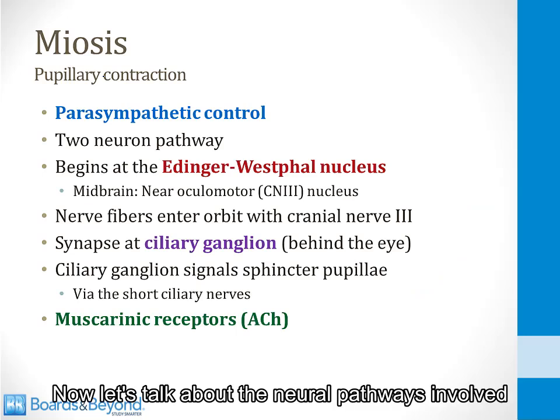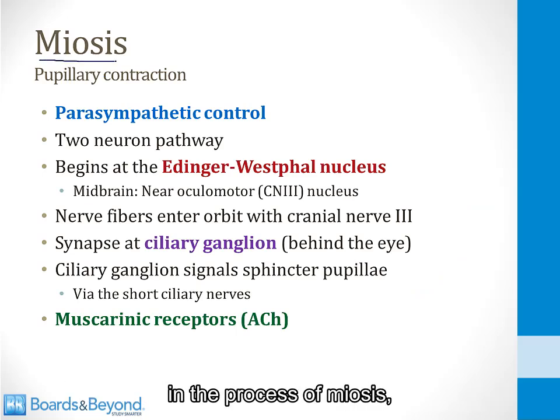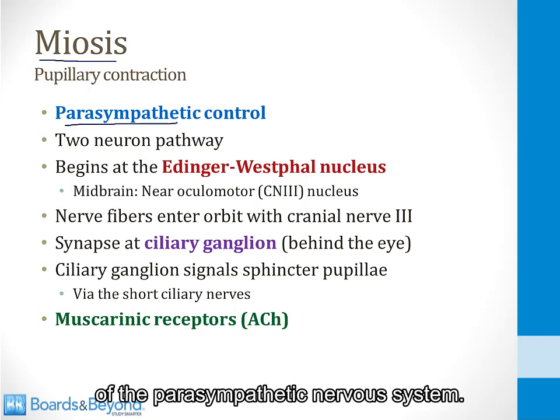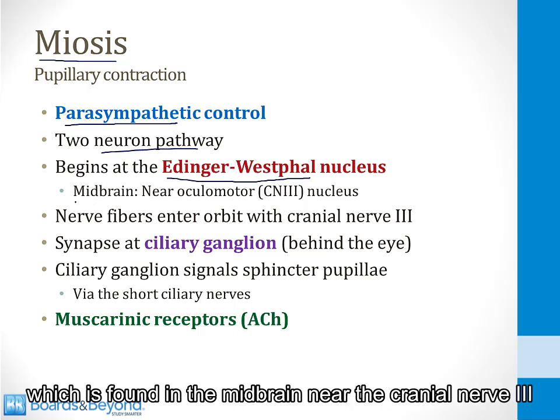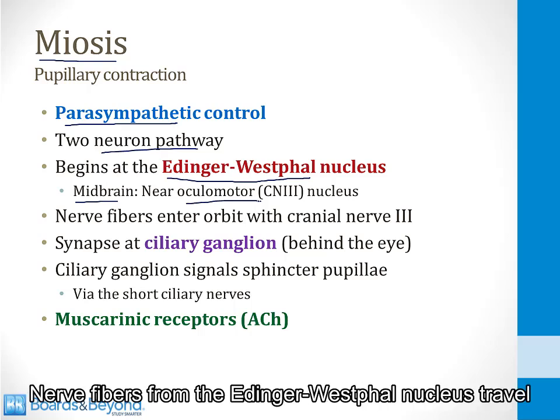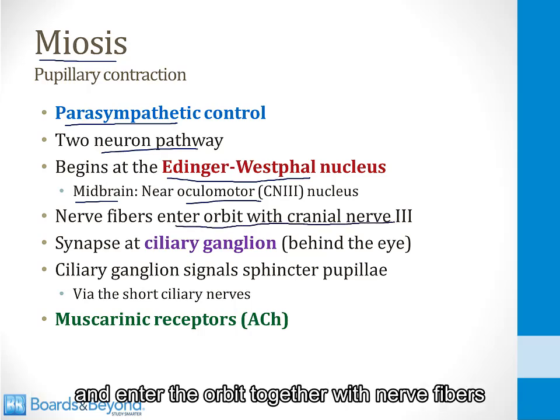Now let's talk about the neural pathways involved in the process of miosis, which is pupillary contraction or shrinking the size of the pupil. Miosis is under control of the parasympathetic nervous system, and it involves a two-neuron pathway that begins at a structure known as the Edinger-Westphal nucleus, which is found in the midbrain near the cranial nerve 3 or oculomotor nucleus.